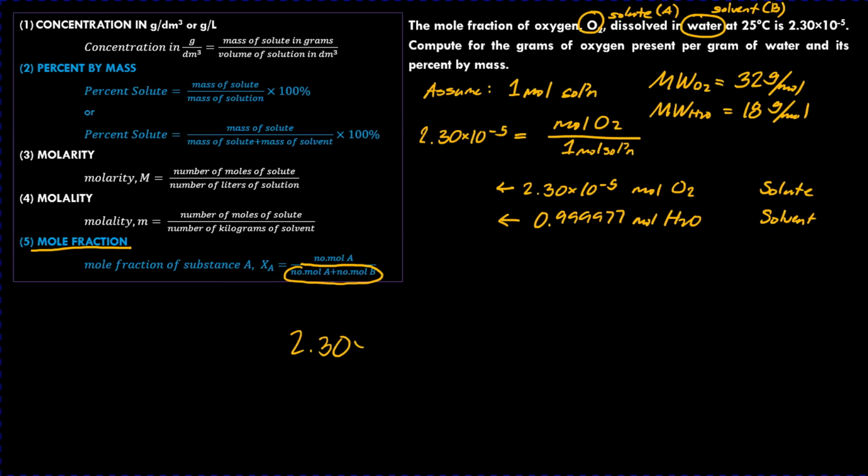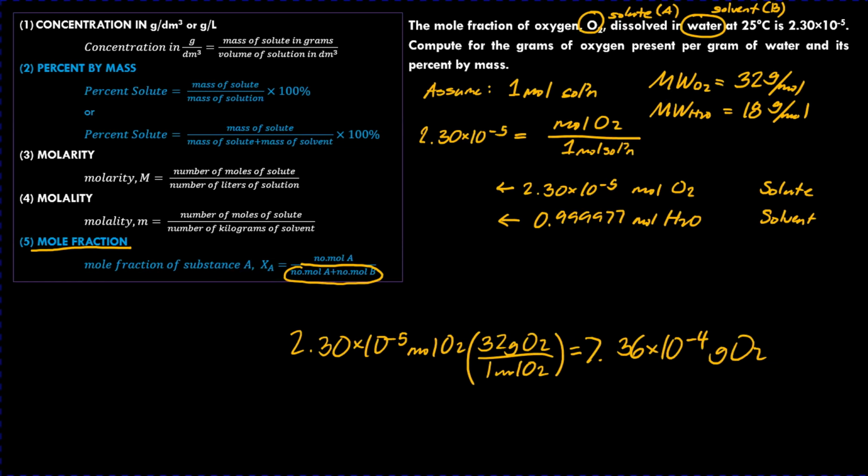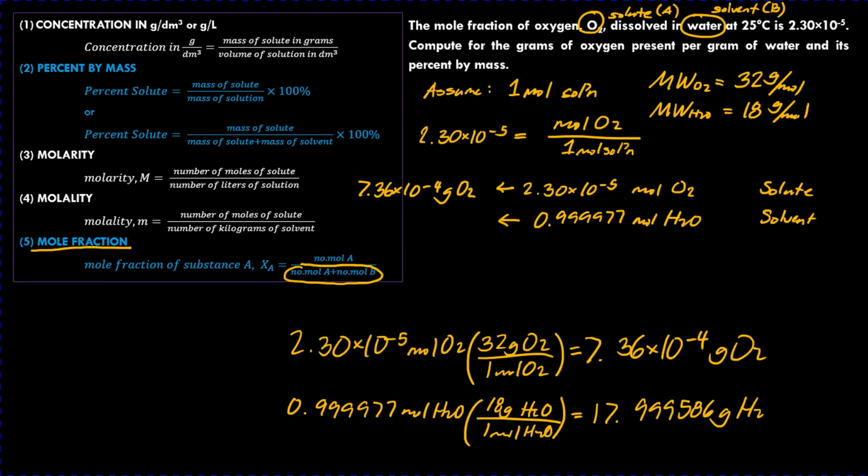So 2.30 times 10 raised to negative 5 moles of O2 multiplied by the molecular weight. So the mass of oxygen with this amount in this mole fraction is 7.36 times 10 raised to negative 4 grams. And then let's do the same procedure for water. So this is the mass of water. So we now have the mass of the solute and solvent expressed in terms of grams. Now let's solve here the percent by mass.